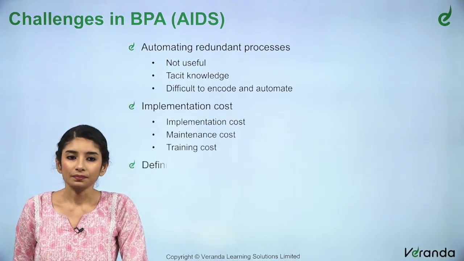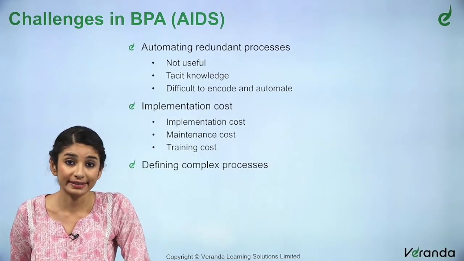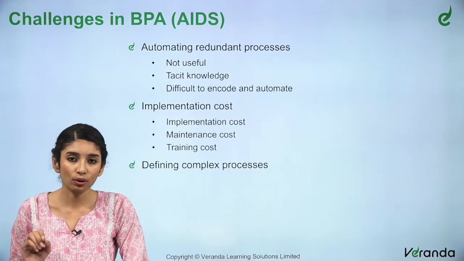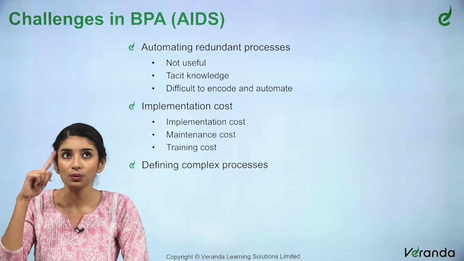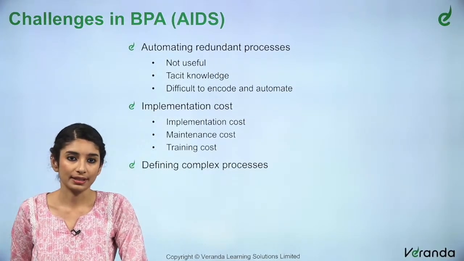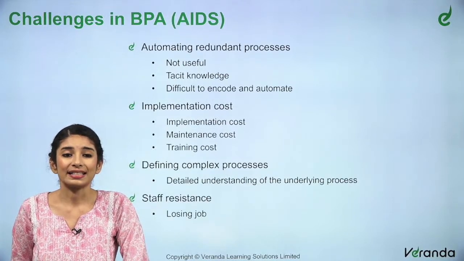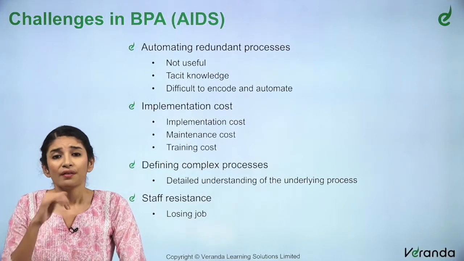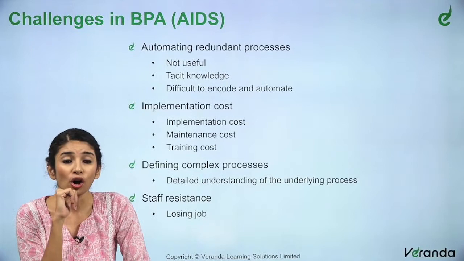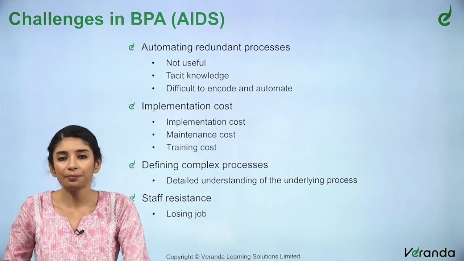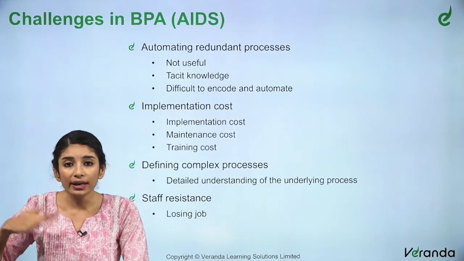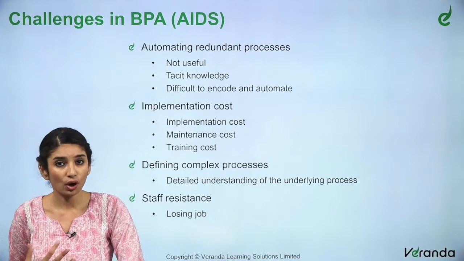Next I have D for defining complex processes. Any process that is very hard to encode is going to be a major challenge for the programmer and for the management to explain the entire process and to automate it. And finally I have S, staff resistance. People will not be willing that the organization goes in for automation. Why? Because there's a loss of job. What will I do if my machines do all my work? And also there could be a significant fall in my decision making or my power in the organization.